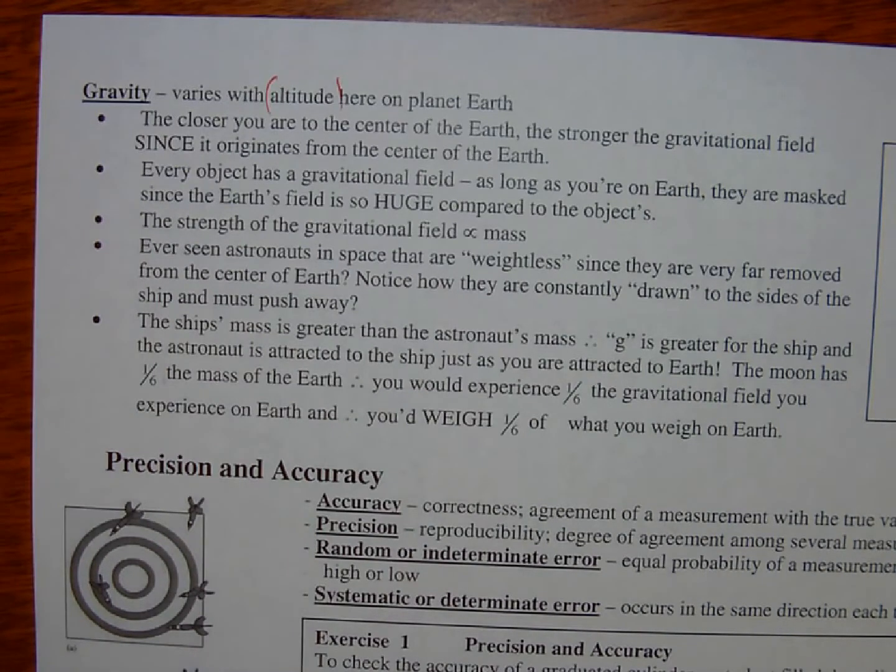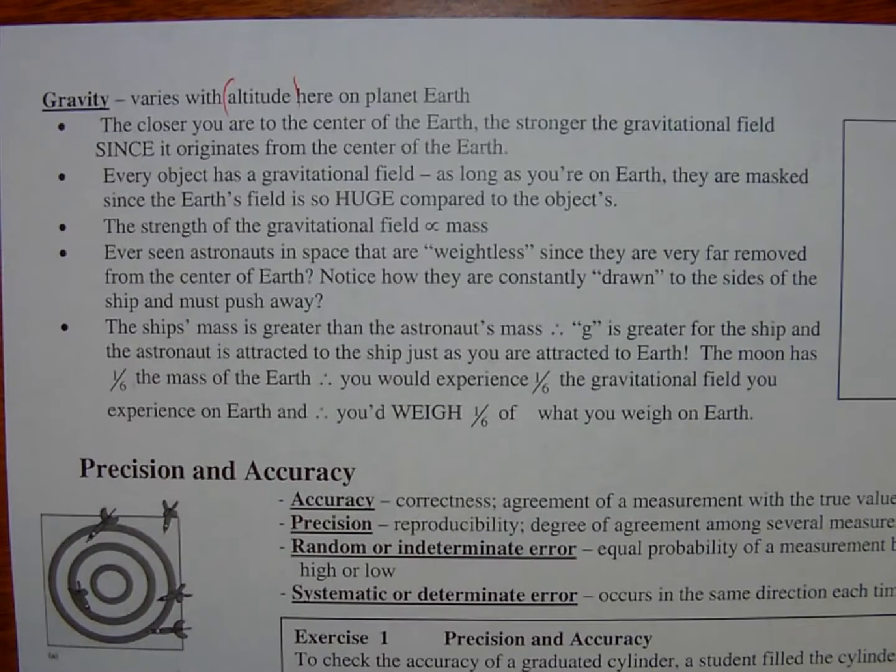Now, every object has a gravitational field. As long as you're on the Earth, they are massed since the Earth's field is so huge. So you have a gravitational field. I have a gravitational field. The desk that you may or may not be sitting in has a gravitational field. The computer that you may or may not be sitting in front of has a gravitational field. However, those gravitational fields are so small that you can't perceive them.